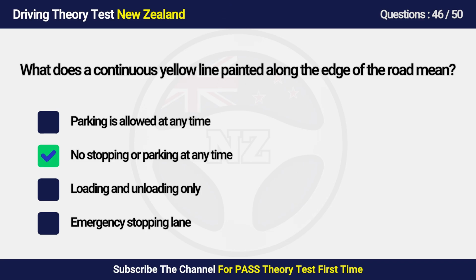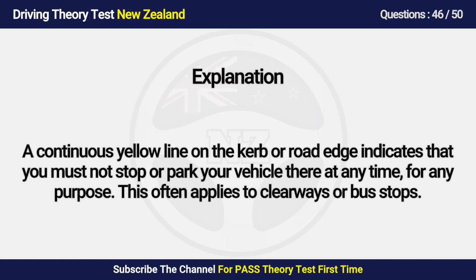Answers is B. No stopping or parking at any time. A continuous yellow line on the curb or road edge indicates that you must not stop or park your vehicle there at any time, for any purpose. This often applies to clearways or bus stops.